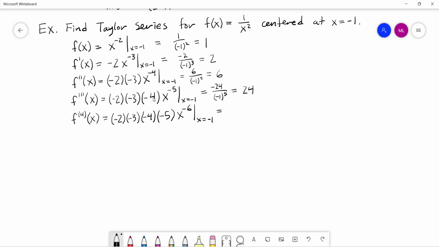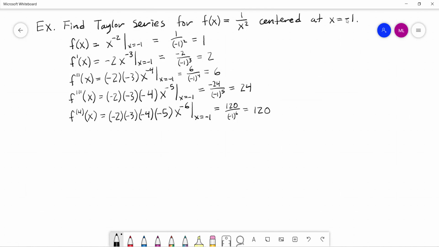Doing it for the last one here, multiplying these together, negative 24 times a negative 5 is going to be positive 120. I'm dividing that by negative 1 to the 6th, which is positive again. So this is just going to be 120, and so on and so forth. So here are the coefficients that I've got when I evaluate this thing at negative 1.